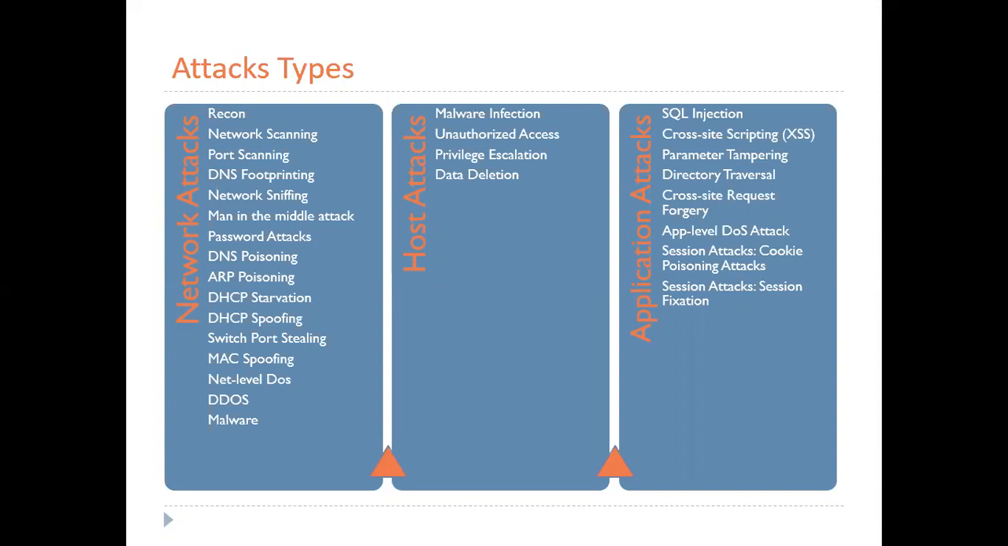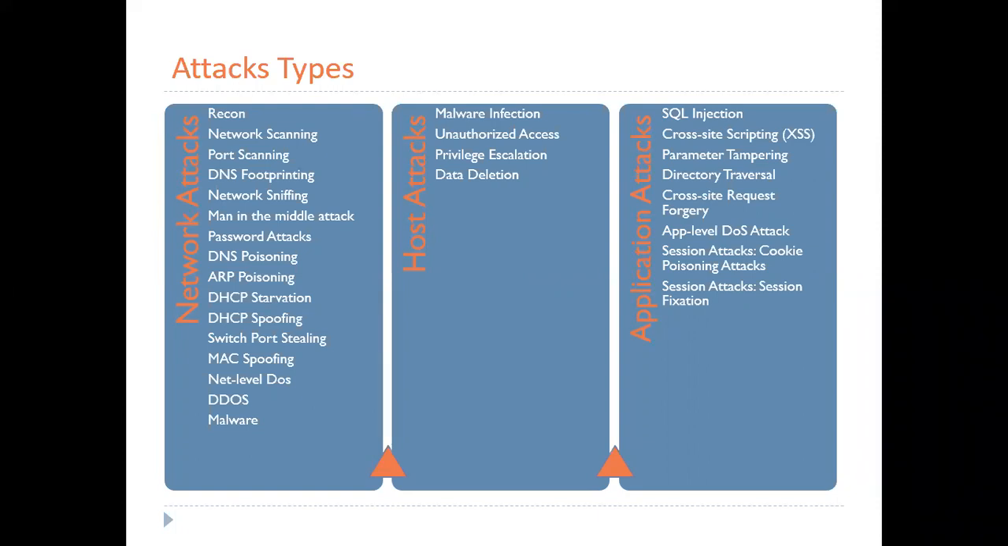Here I have given some examples of the kinds of attacks you can have from different types. In network attacks, you can have reconnaissance. Attackers try to scan and gather information about what kind of ports and services are running on your published services, on your router, on your firewall, and they try to find weaknesses which can give them access to your network. They do network scanning, port scanning, they can try DNS footprinting, and they can perform network sniffing. Then there are some attacks which are external network attacks, and some which are internal network attacks.